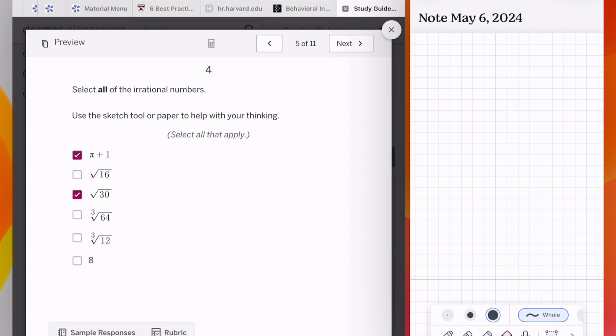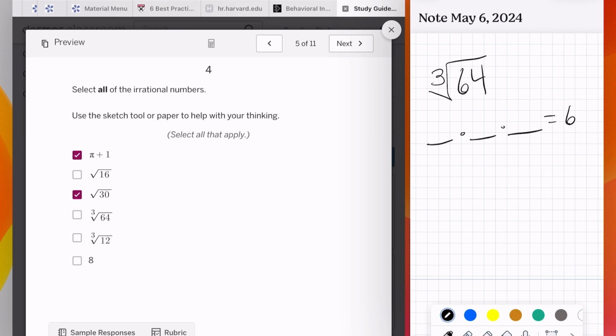Okay. Then we have the cube root of 64. So is there a number times itself times itself that equals 64? Yes, the cube root of 64 is 4. 4 times 4 is 16, and then 16 times 4 is 64. So that is rational, just a nice number, integer. So that's not going to be one of our answers.